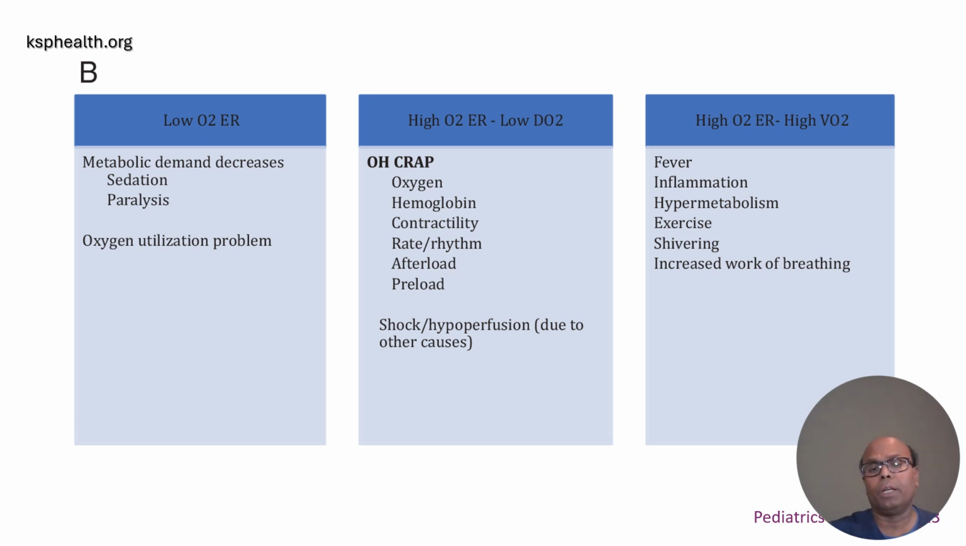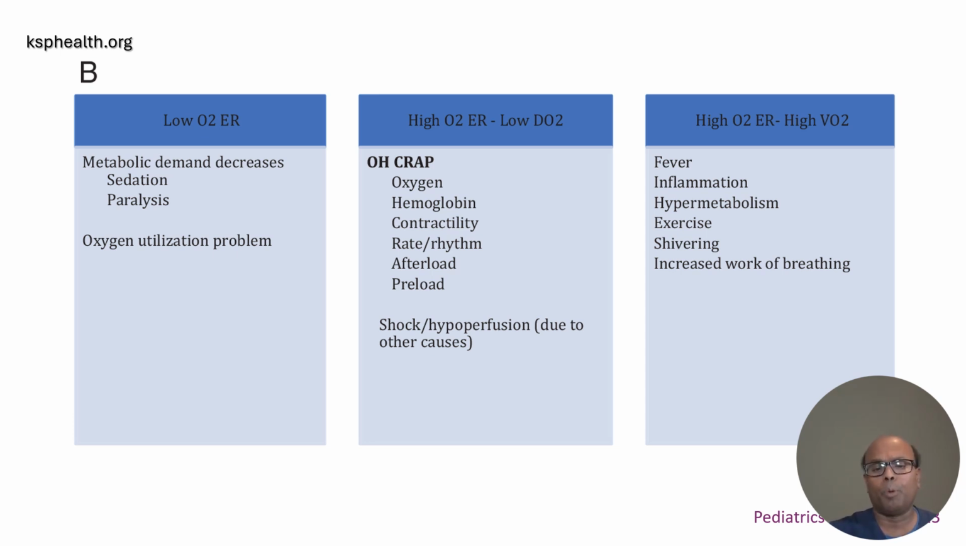There are other situations where there is high oxygen extraction and low oxygen delivery. For example, if the oxygen given is lower, that can cause low oxygen delivery and high oxygen extraction. Also, severe anemia or cardiac dysfunction in the form of contractility, rate and rhythm disturbances, and afterload and preload conditions can all affect oxygen delivery and lead to high oxygen extraction.